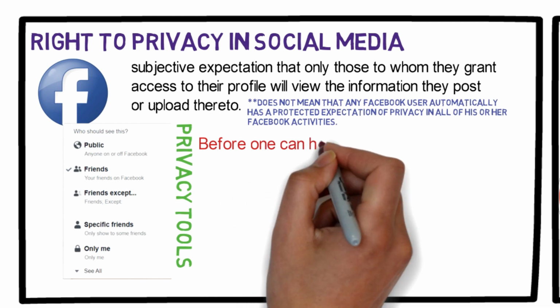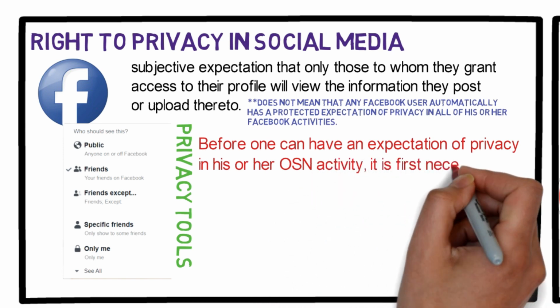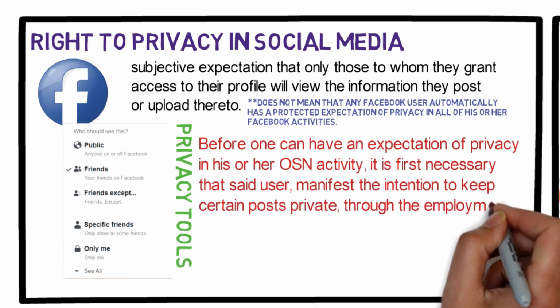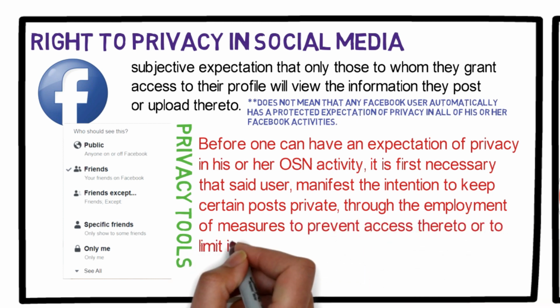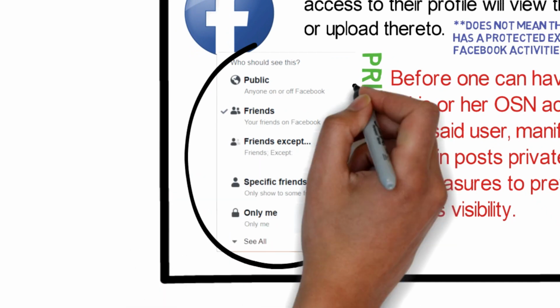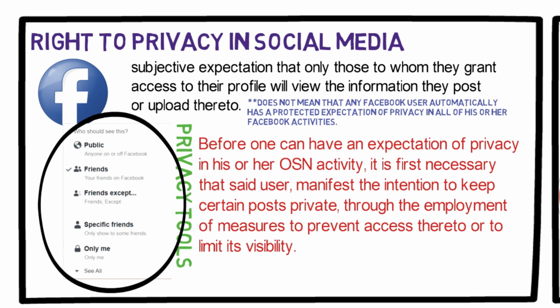Before one can have an expectation of privacy in his or her online social network activity, it is first necessary that said user manifest the intention to keep certain posts private through the employment of measures to prevent access thereto or to limit its visibility. And this intention can materialize in cyberspace through the utilization of the online social network's privacy tools. In other words, utilization of these privacy tools is the manifestation in the cyber world of the user's invocation of his or her right to informational privacy. Halimbawa, yung post mo ginawa mong open quote, only me, close quote.